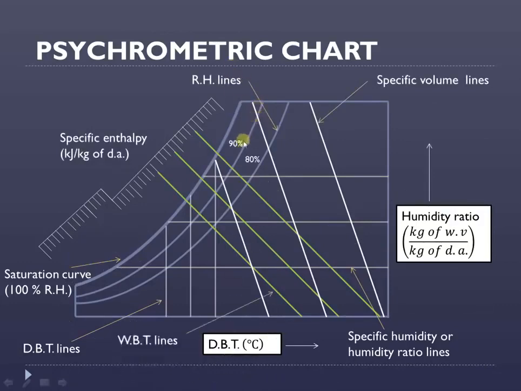Now this particular line indicates 90% relative humidity. It means that the air is 90% saturated and it still has 10% of the ability to absorb moisture.